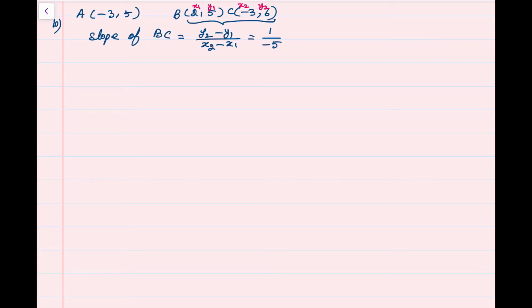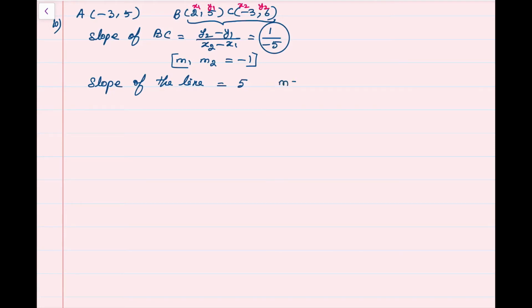And for perpendicular lines, we know the condition m1 times m2 should be minus 1. Therefore, the slope of the line which we have to find will be plus 5. Change the sign and write the reciprocal of this, that is using this condition. Or you may use that formula and then find the other slope. So if you know one slope, to find the perpendicular slope, just write the reciprocal and change the sign.